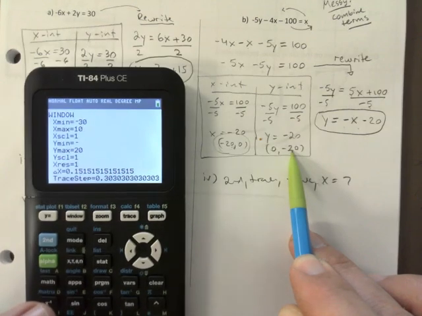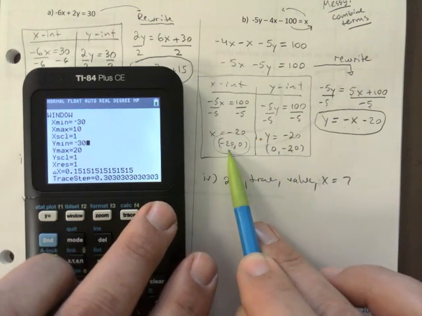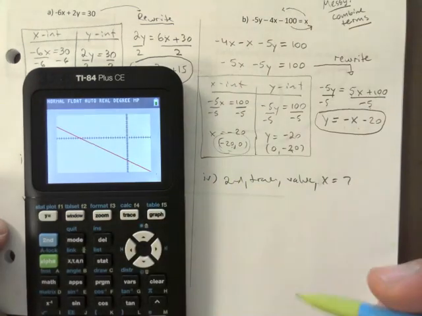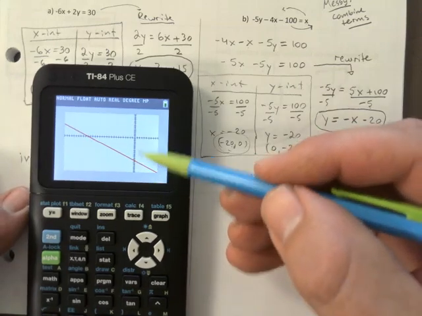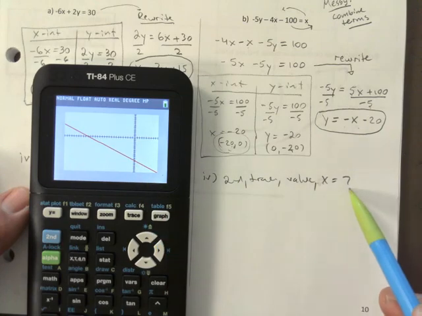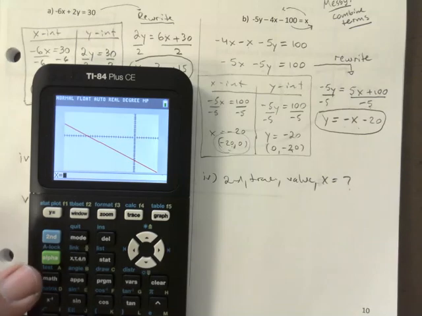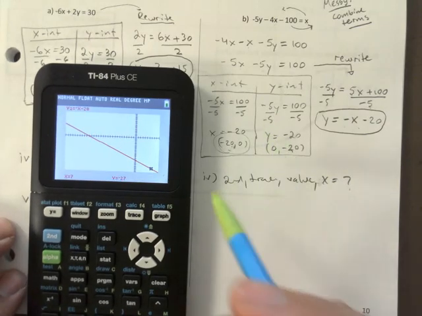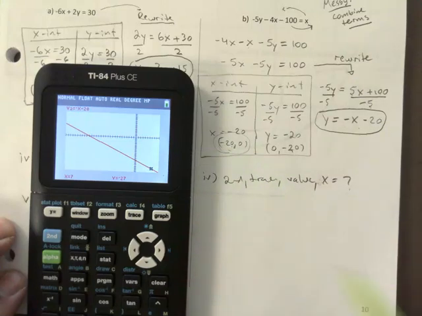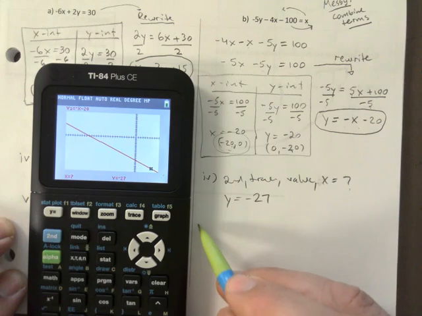Also negative 30, right? This is going somewhere right in the negatives. So if I change my y-min and my x-min, I see the graph. Now I can do this one. Okay? Second trace 1, x is equal to 7, and y is equal to negative 27. That's a skill you need to know.